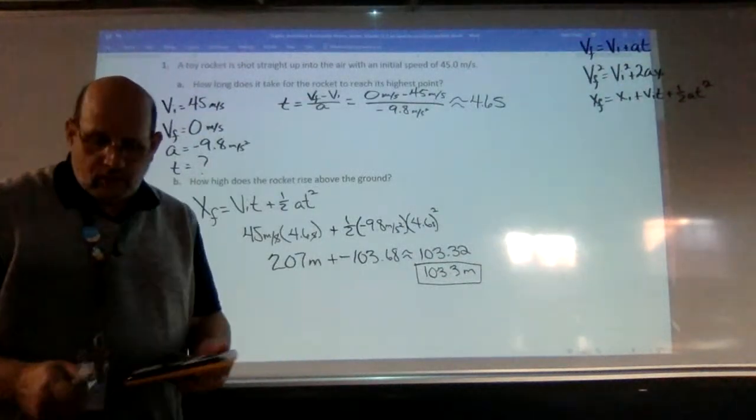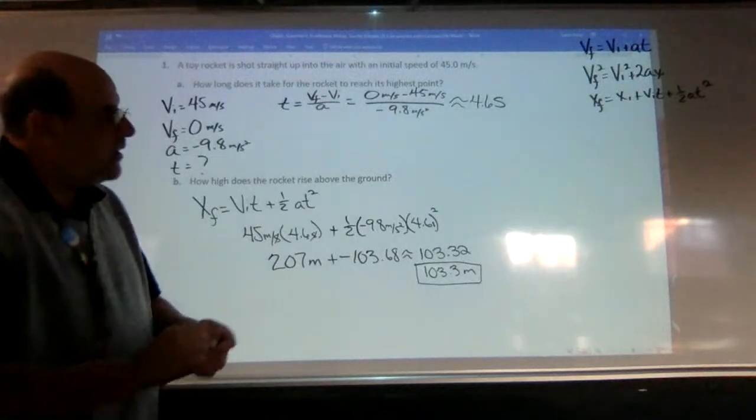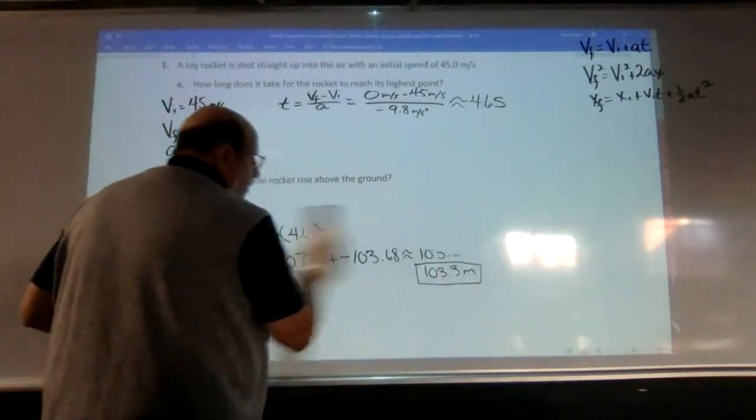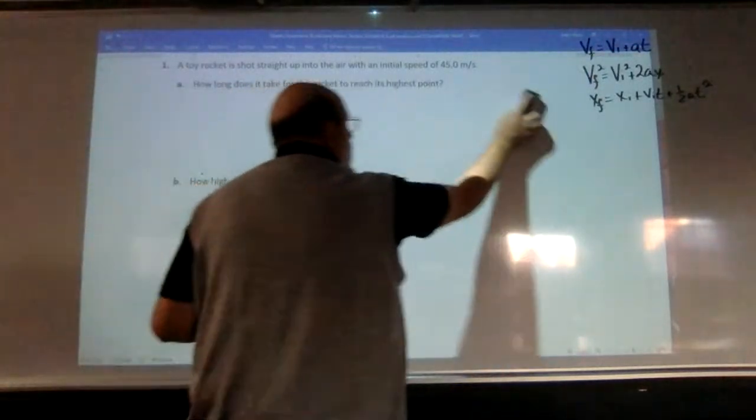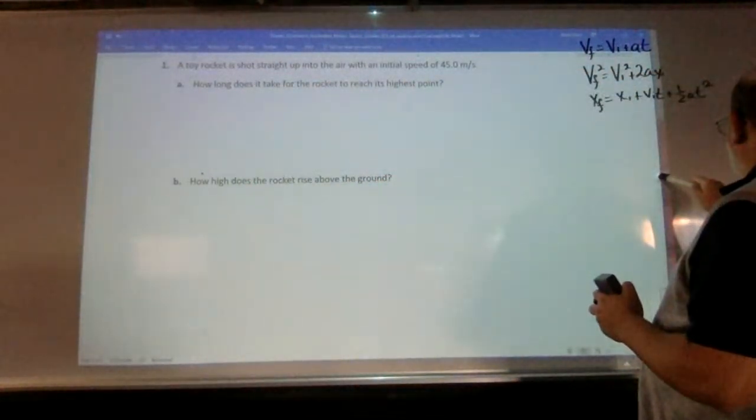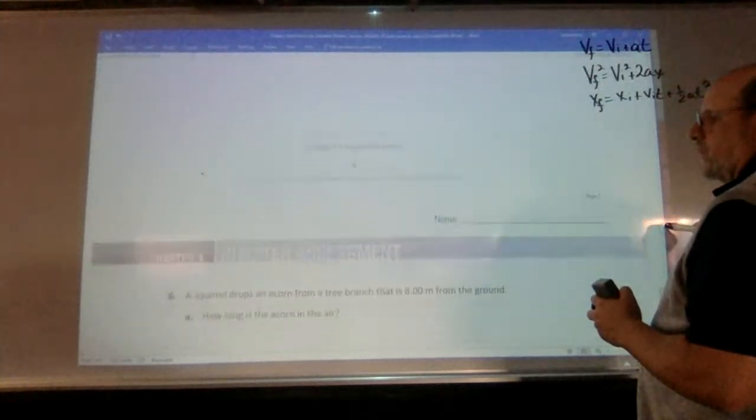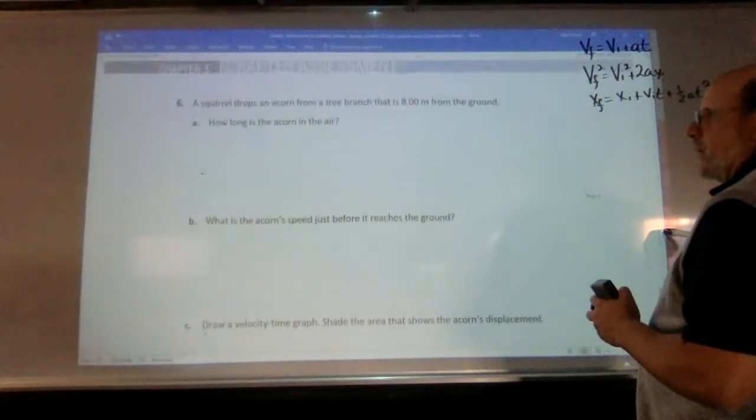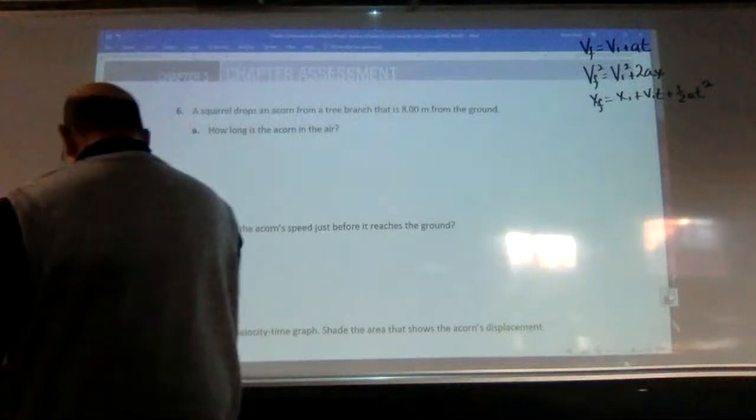I need to get to the final page, which is just the acorn, right? So, the acorn, onto the acorn. Here we go. Sorry about that. Not doing a velocity time graph for it. Get rid of that spot.